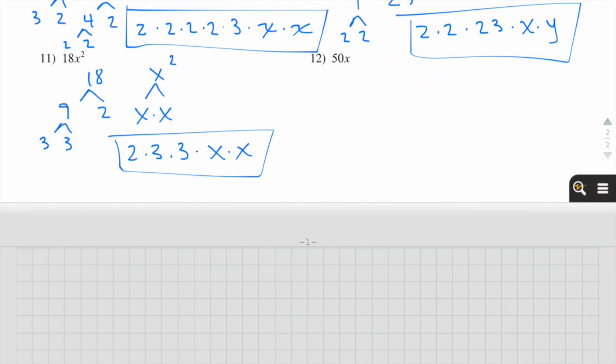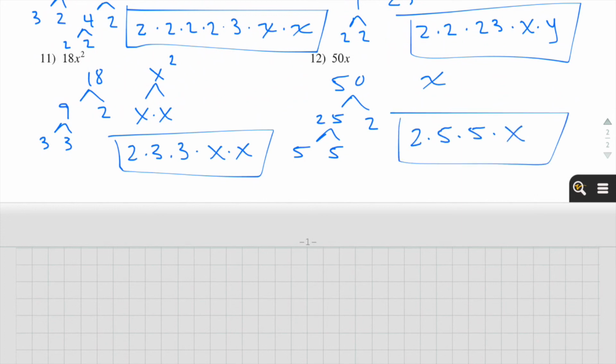Okay, looking at number 12, we get 50x. So let's go ahead and break down that 50. We end up getting 25 and 2. This 25 breaks down to 5 and 5. Can't do anything with the 2. We have our x, which we can't do anything with, so we're done with that. So let's go ahead and write 2 times 5 times 5 times x, and that's our final answer.